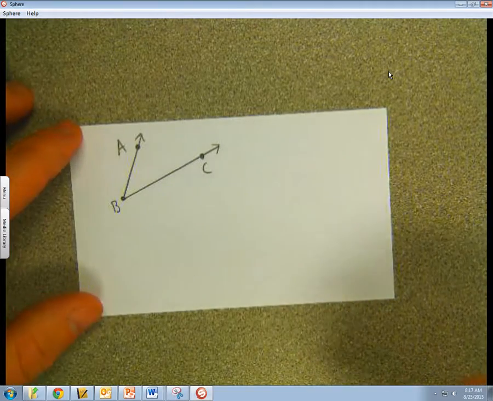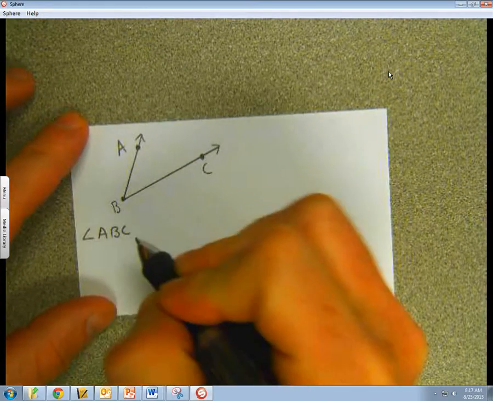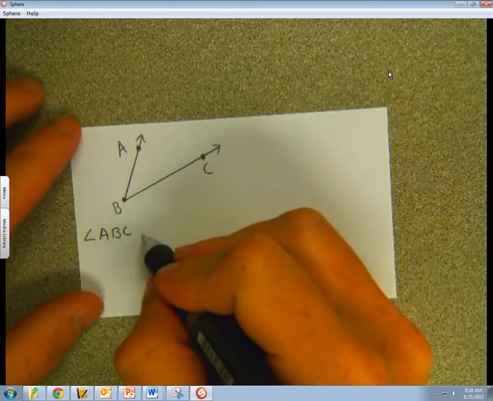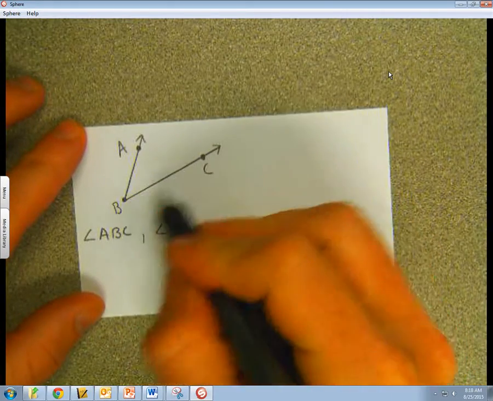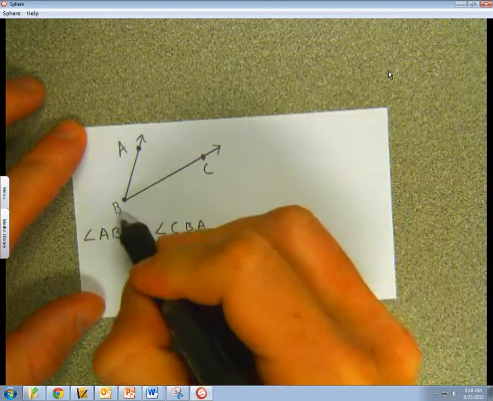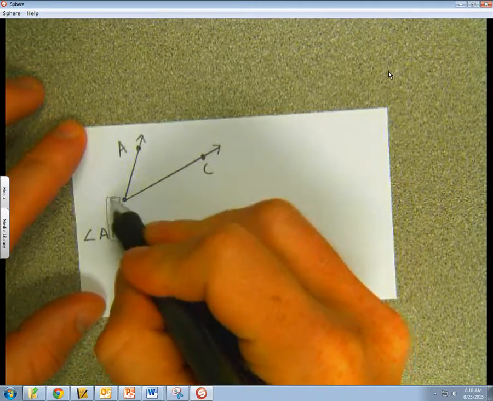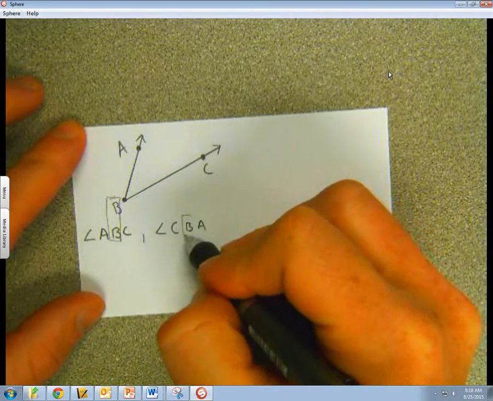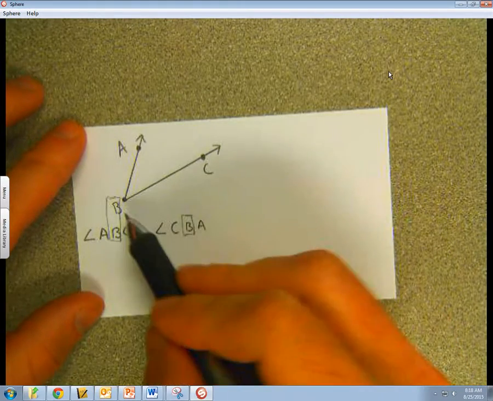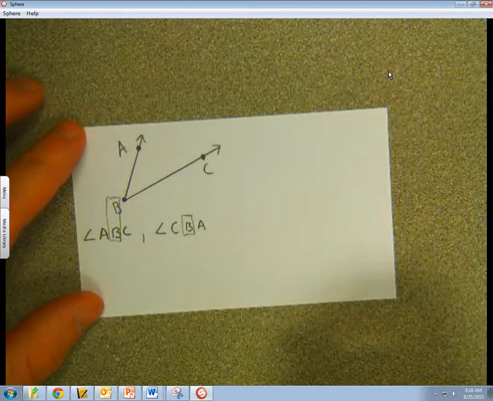So first things first, the naming. How do we name this? Well, this is angle ABC. Alright, or we can name it angle CBA. Okay, and if you notice, B is always in the middle, right? Here's B, here's B, here's B in the middle. So we can change the other ones, but we can't change the middle letter, and this is called the vertex, and we'll get to that in a second. Okay, so that's 2 ways we can name it.